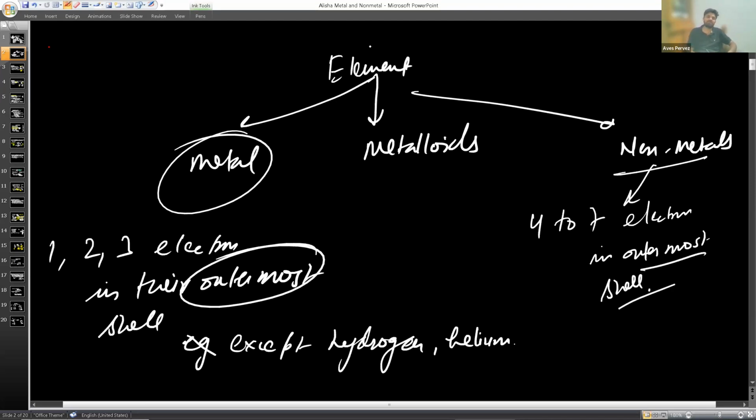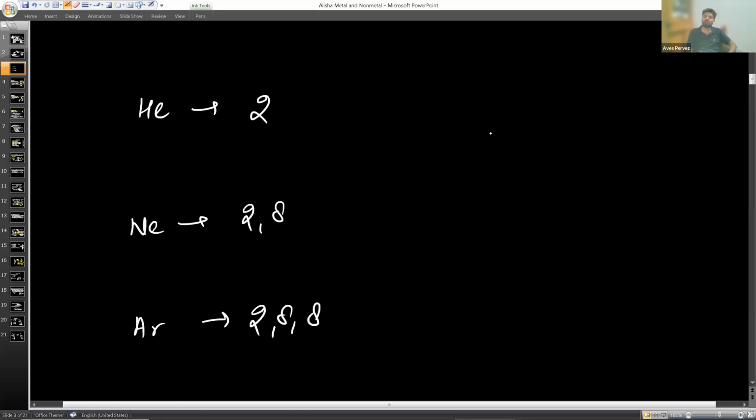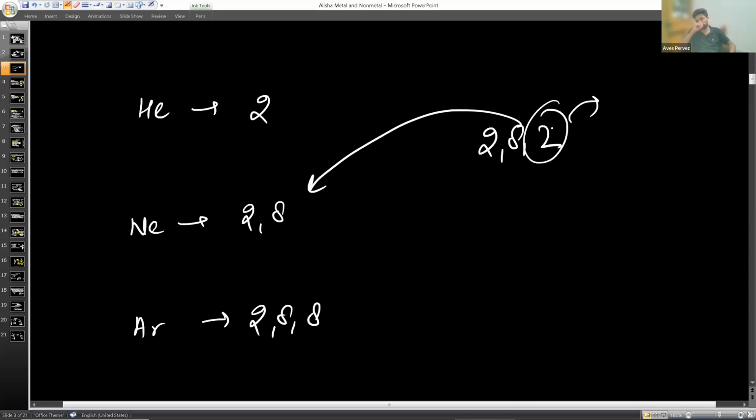Every element wants to attain a stable electronic configuration. For example, among the noble gases, helium has electronic configuration 2, neon has 2,8, and argon has 2,8,8. Now, if an element has 2,8,2, its nearest noble gas is neon, so it will lose the 2 electrons. Got it? And like 2,8,5, it will gain the 3 electrons.